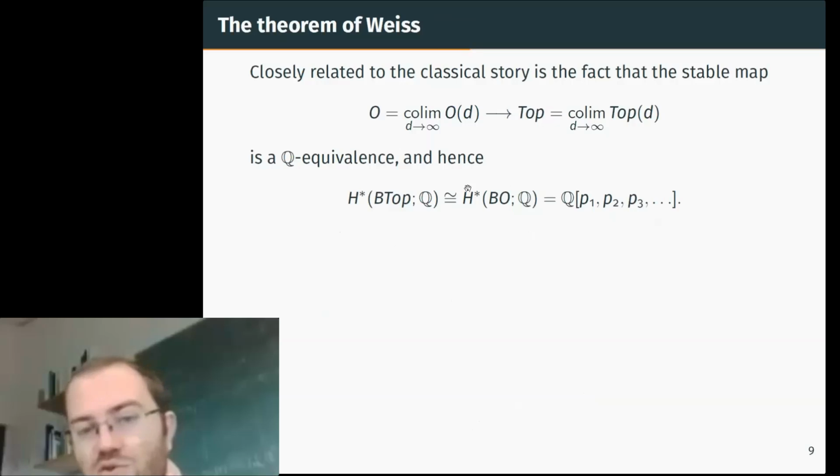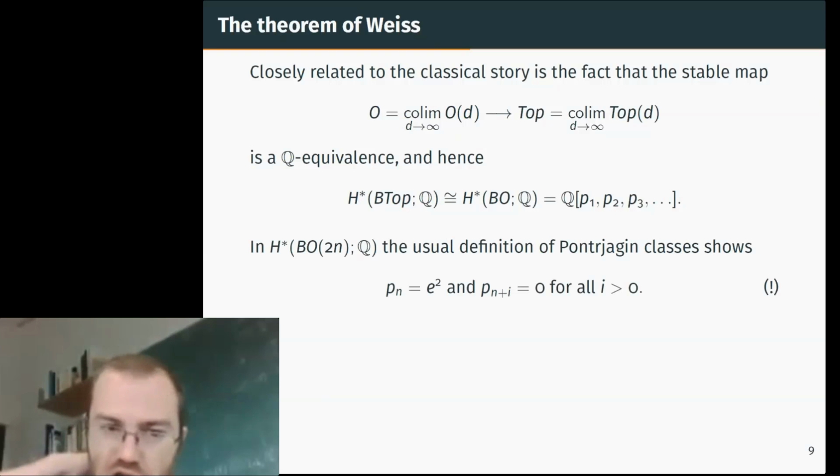But of course, we know the cohomology of the infinite orthogonal group. It's not very difficult. It's a polynomial ring on a sequence of classes known as Pontryagin classes, 1 in every degree divisible by 4. And so that must be the same for the group of homeomorphisms of this infinite dimensional space as well.